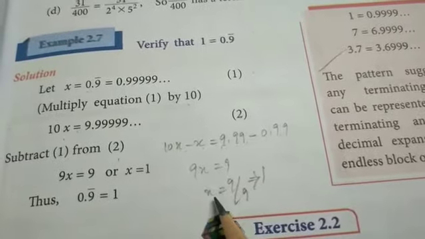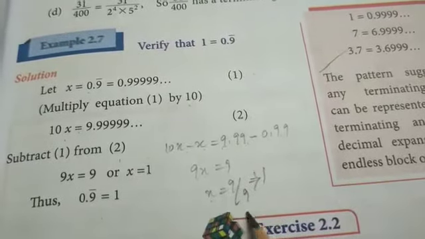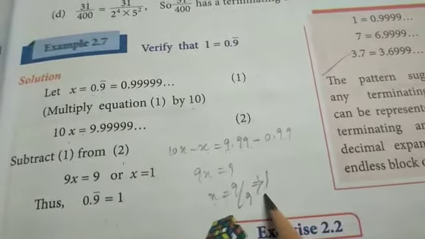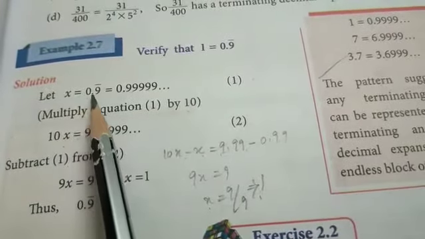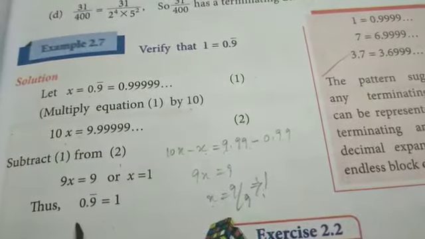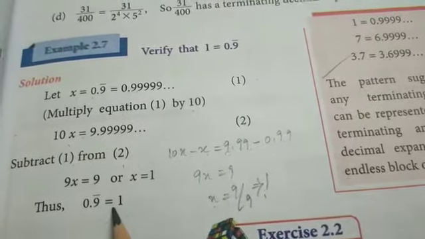We have to find the value of x only. x equal to 9 by 9, that's equal to 1. Okay, then we already took x as 0.9 recurring, therefore 0.9 recurring equal to 1.